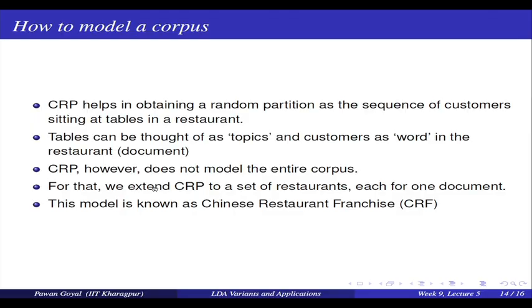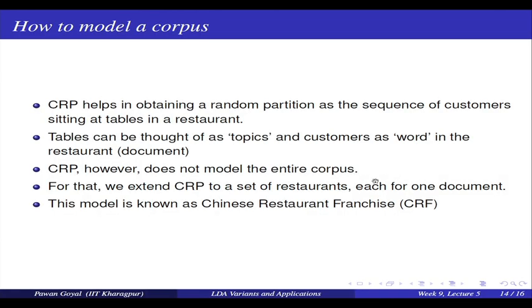For that, we can extend CRP to a set of restaurants, defining each document as a separate restaurant. This is called the Chinese restaurant franchise. So now we are going from the Chinese restaurant process to the Chinese restaurant franchise. This franchise has a lot of restaurants, and that's how we will connect the different topics. So let us see how we connect the different topics.